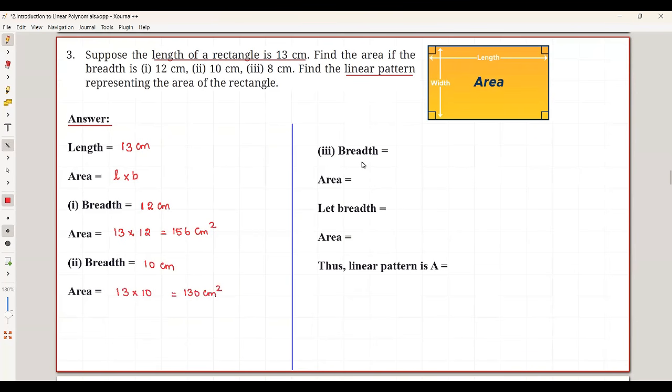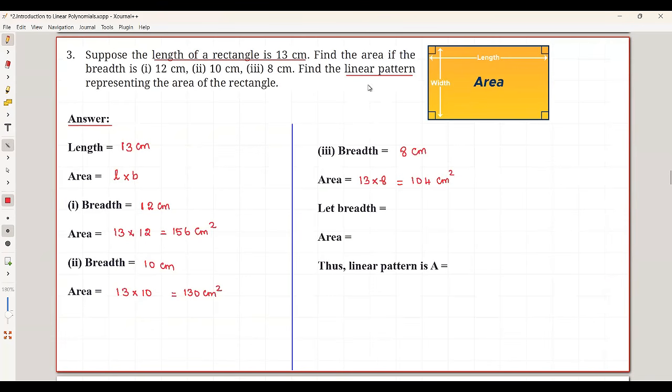Next, the third case, the breadth is given as 8 centimeter. So area will be L into B. L is 13 into breadth 8. 13 8s are 104, so 104 centimeter square. They asked three questions with breadth 12, 10, 8, and we found out the area.